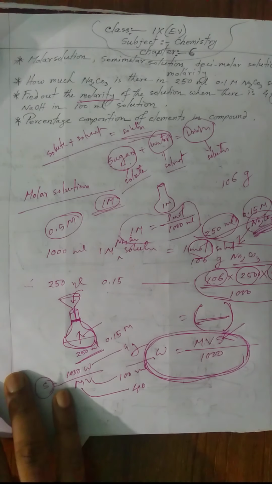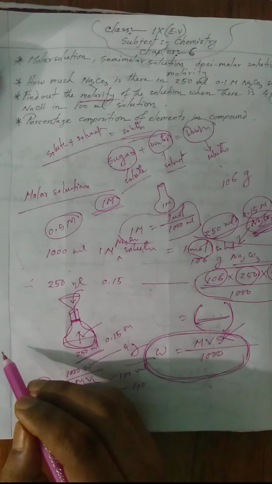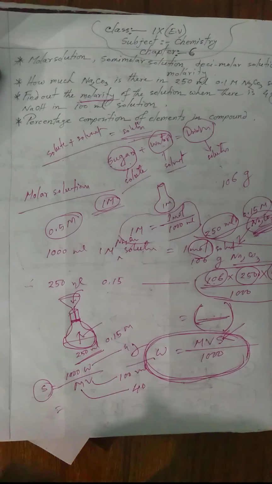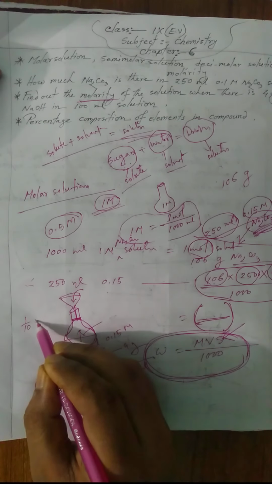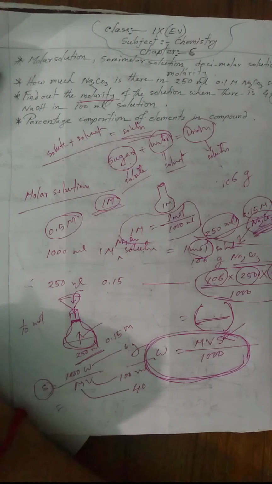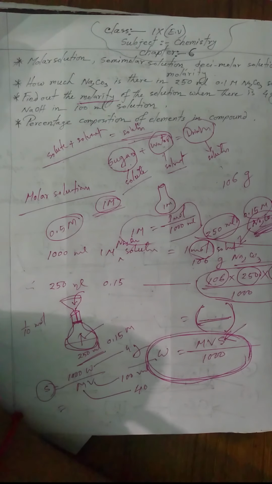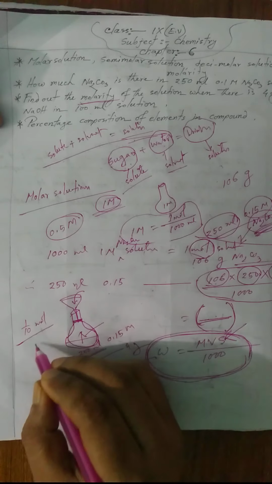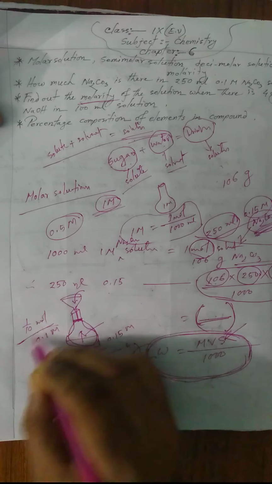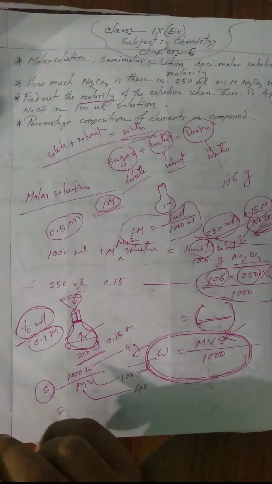Next, decimolar solution. Decimolar solution, at fixed temperature, if 1 by 10 mole of solute is dissolved in 1000 ml or 1 liter of solution, then it is called decimolar solution, which is denoted by 0.1 M, and the amount of solute will be 1 by 10 mole.